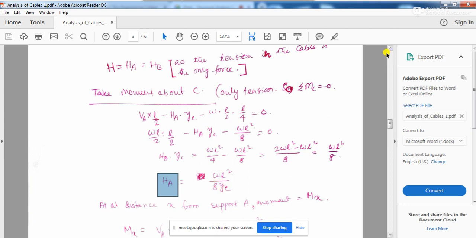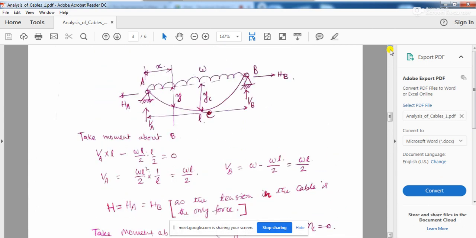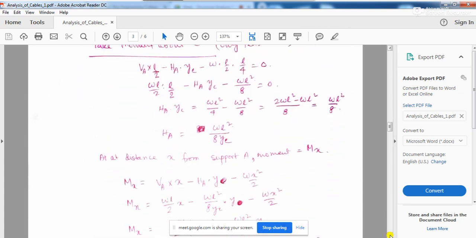Okay, now what is this YC? You see YC is nothing but the dip of the cable. It's very important to understand. Okay, so you see, if you know the dip of this cable, if you know this value of YC, then you can easily calculate the value of HA. Okay, so HA is basically WL squared by 8 YC.